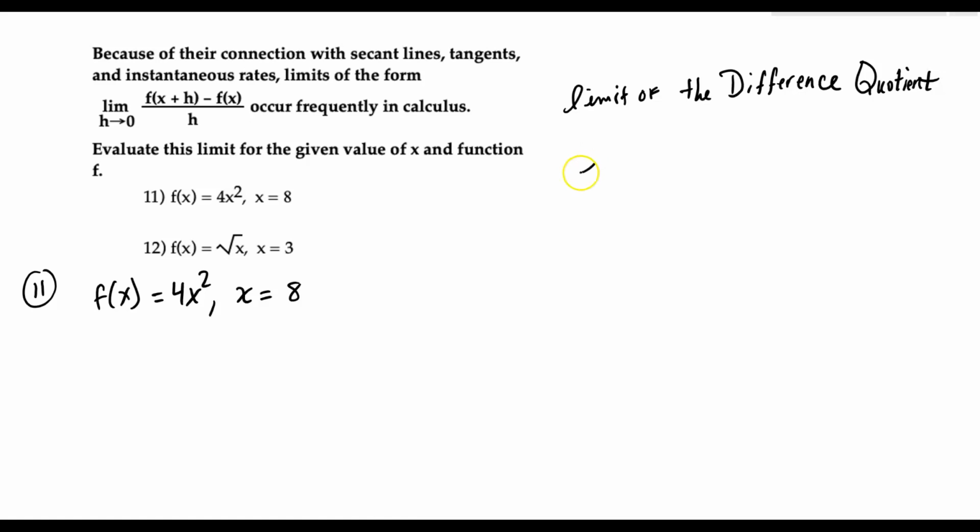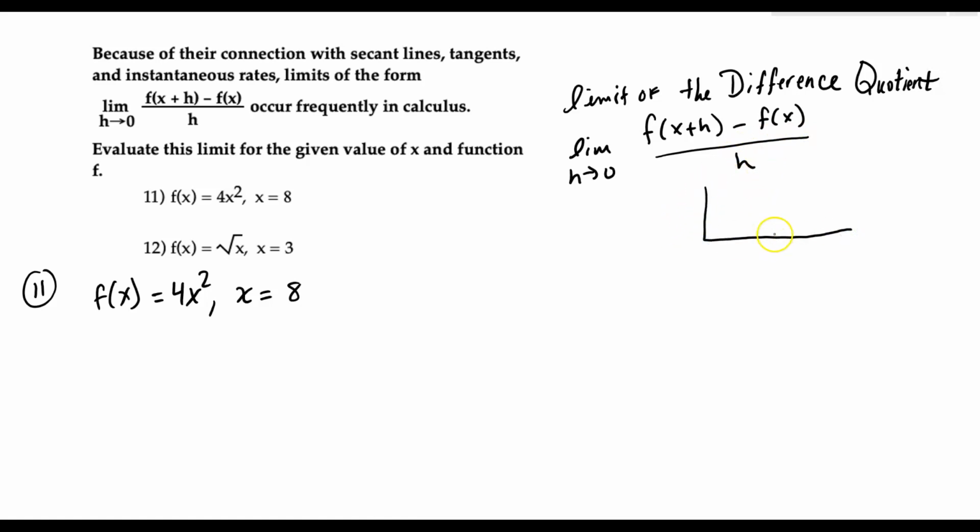So let me write that out for you. The limit of the difference quotient looks like this: the limit as h approaches 0 of f of x plus h minus f of x, all divided by h. So what do we mean by that?